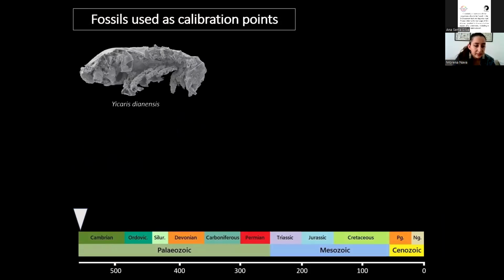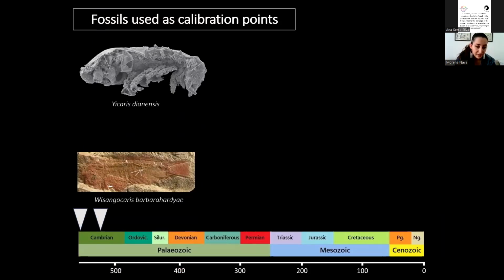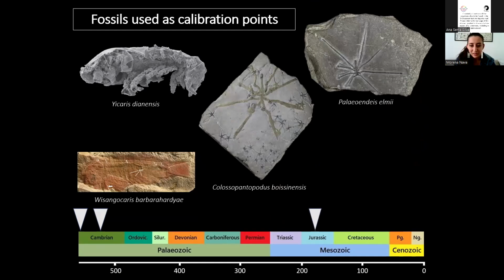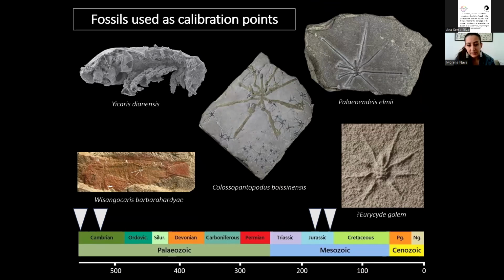So Haikoucaris from the early Cambrian had been used to calibrate the arthropods crown group. And then we have Angustidontus, always from the Cambrian. And then we have a huge gap, and we go directly to the Jurassic, where we have Colossopantopodus, Palaeoendeis, and Eurysides that are all from the Jurassic and are all calibration points for families of pantopods. So we have this big hiatus, not because we were too picky in selecting the fossils, but also because, as you will see later, we have a really big gap in terms of fossil record for sea spiders.